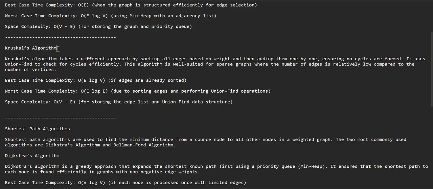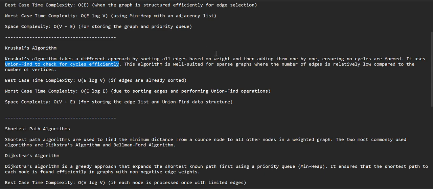The second one is Kruskal's algorithm. Kruskal's algorithm takes a different approach by sorting all the edges based on weights and then adding them one by one, ensuring no cycles are formed. This is the most important one. No cycles will be formed. It uses union find to check cycles effectively.